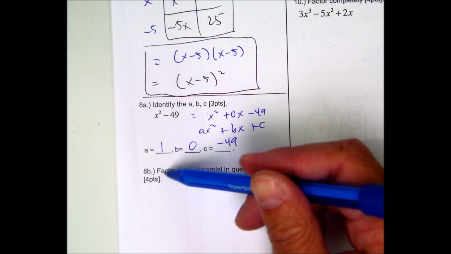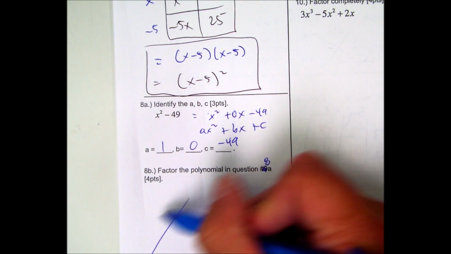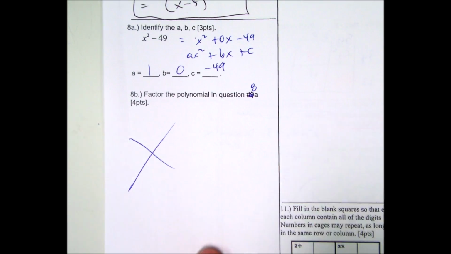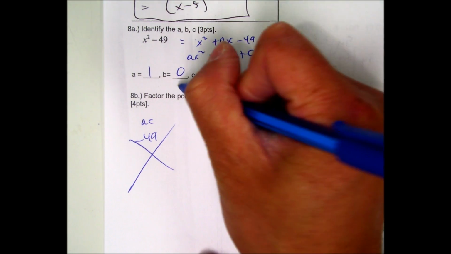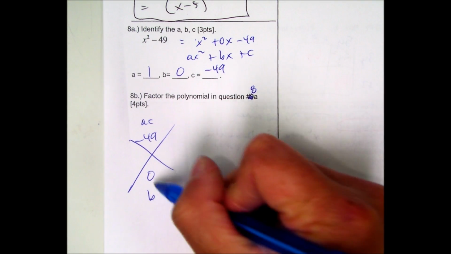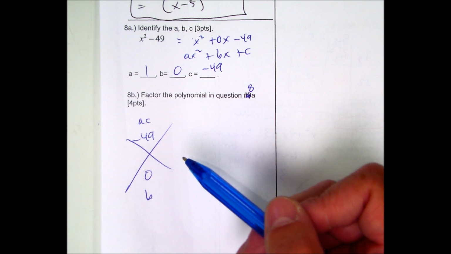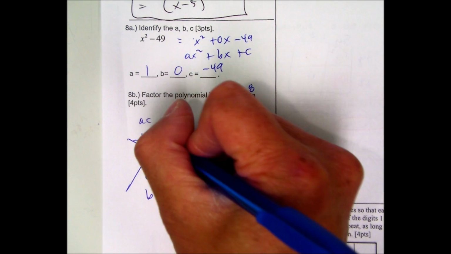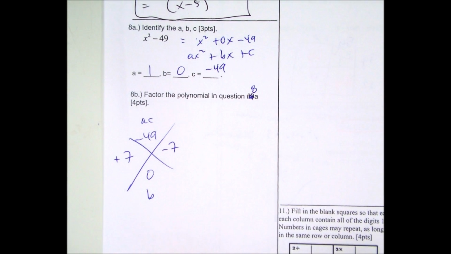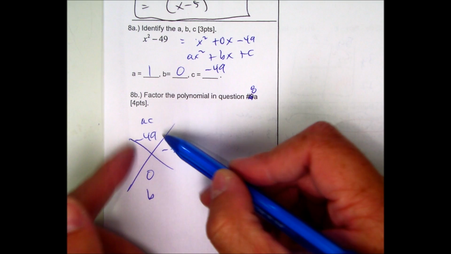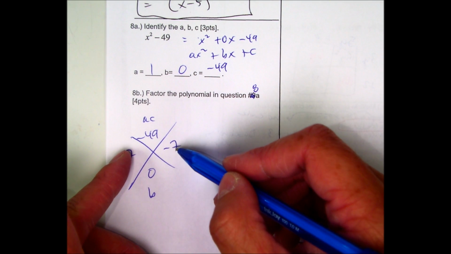Okay. Now I just want you to factor this question. So you already have your a, b, and c. I have a times c, 1 times negative 49. The b value is 0. Remember, when your b value is 0, you should be thinking that these two numbers are going to be exactly the same. One's going to be positive, one's going to be negative. In this case, that'll be a positive 7 and a negative 7. Positive 7 times a negative 7 is negative 49. Use your calculator to check it. And 7 plus a negative 7 equals 0.